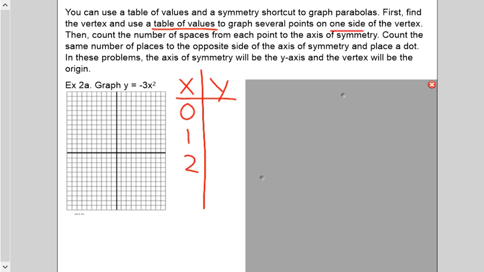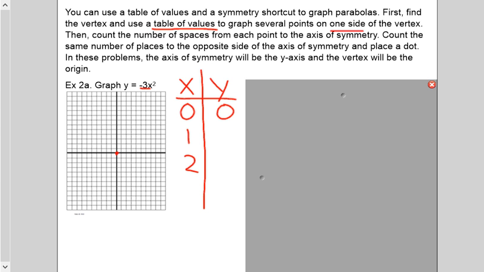Now, one of the things you should know about quadratic equations is that when you start plugging in numbers, your answers get really big really fast because you're squaring things. So you want to pick as tiny numbers as possible. If I plug 0 in for x, 0 squared is 0. 0 times -3 is still 0. So there's my first ordered pair. So I put a dot at 0, 0.